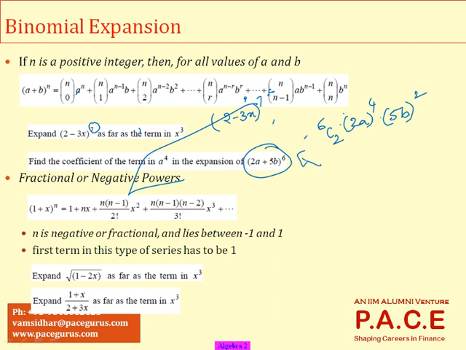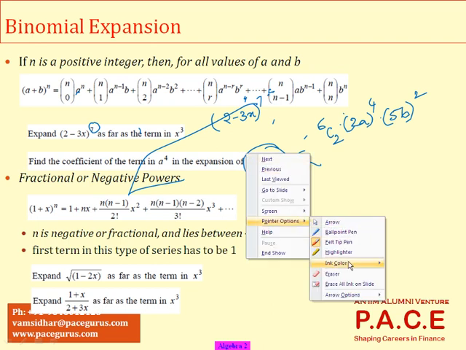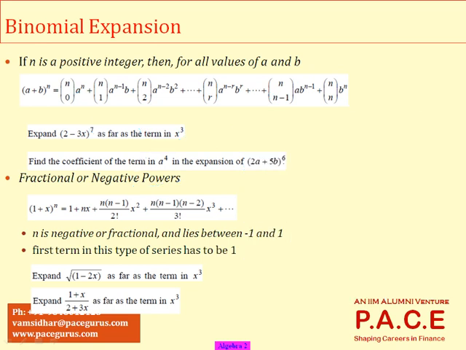So the most common question for us is to find out the coefficient of something in the expansion of this. So if you are able to expand it, especially when your powers are positive integers, you can very well use this mechanism to find out the coefficient of a particular term in the expansion. But what if the power is not a positive power? What if the power is a fraction or it is a negative power?